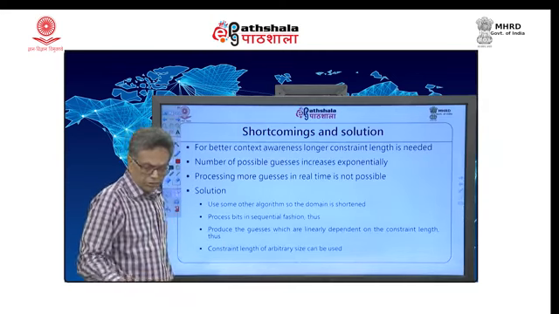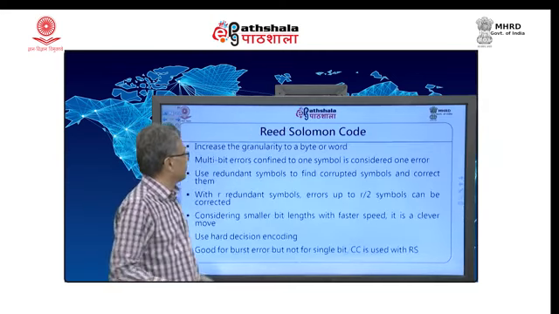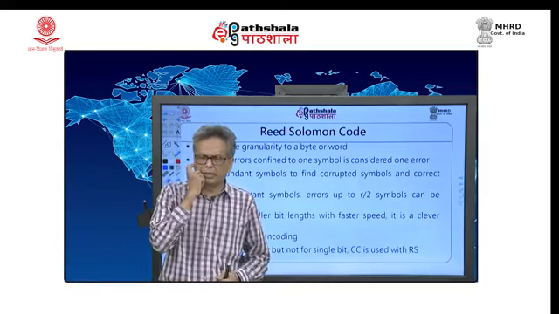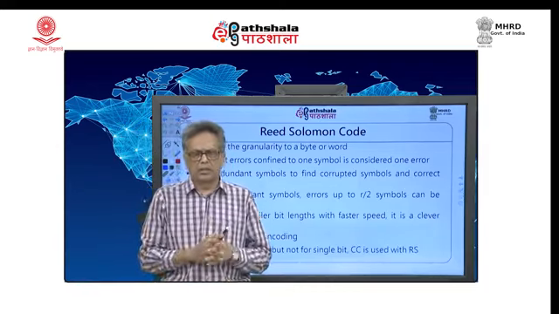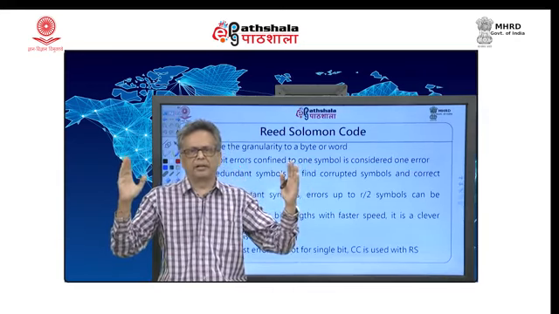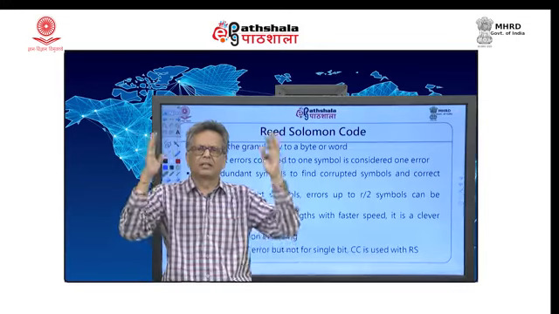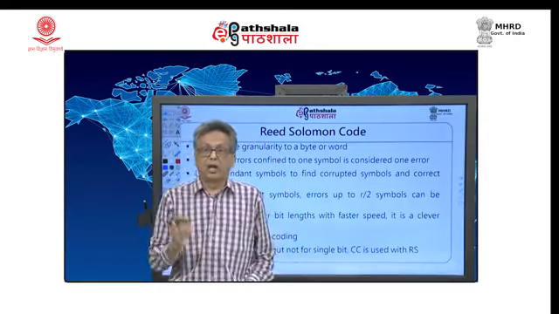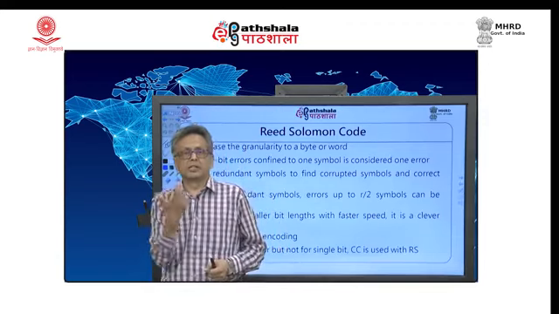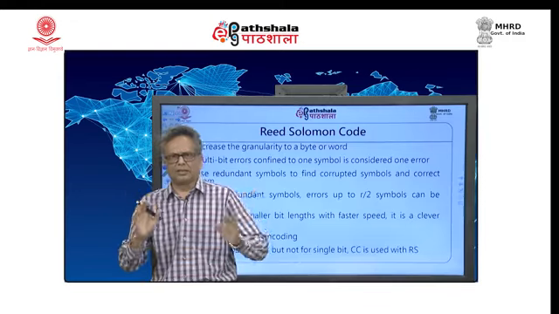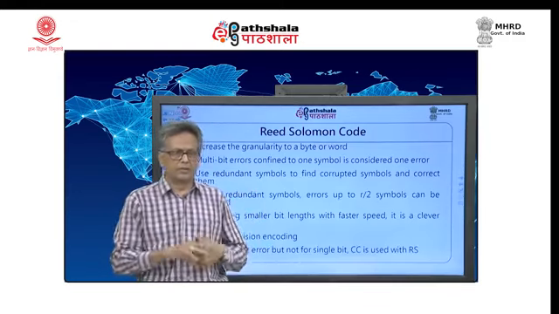Now, the solution is to use some other algorithm with this, and one of them is Reed-Solomon code. The idea behind Reed-Solomon code is pretty simple. Instead of having a single bit, you have a single byte as an entity. So, anywhere there is an error, the entire byte is in error. It is a very simple mechanism, and that is good if you have burst errors confined to a byte. So, you still have one byte in error, and there is nothing difficult there.